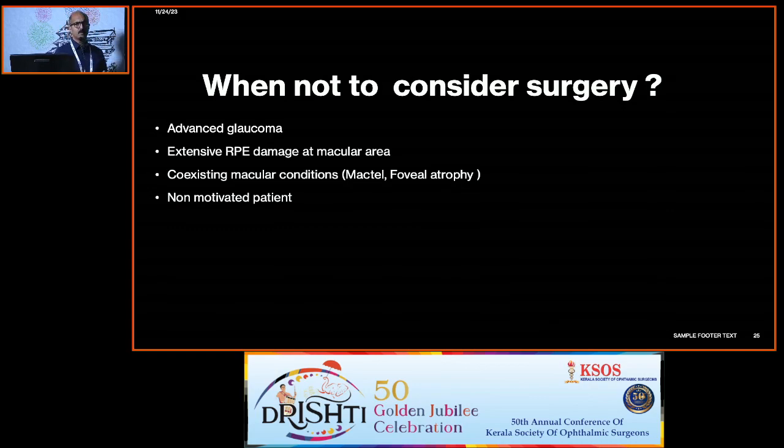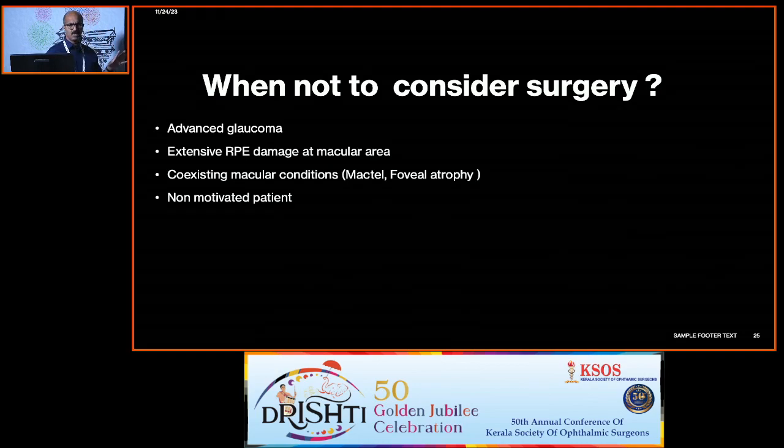There are a few instances when we have vitreomacular anomaly with advanced glaucoma. Already the RNFL is damaged, the retina is thin. Any trauma to that may exacerbate the visual loss. So this is a patient where we are not very keen on operating.